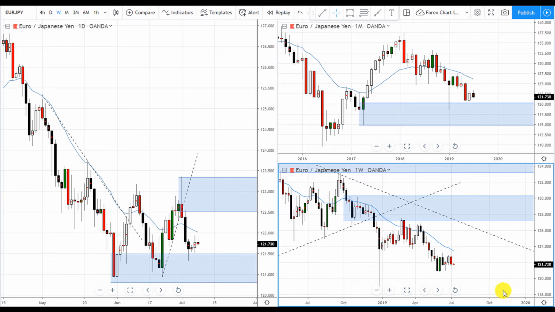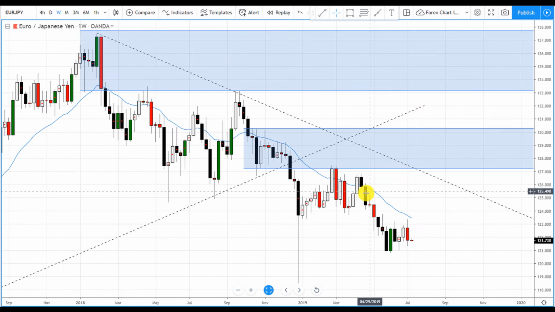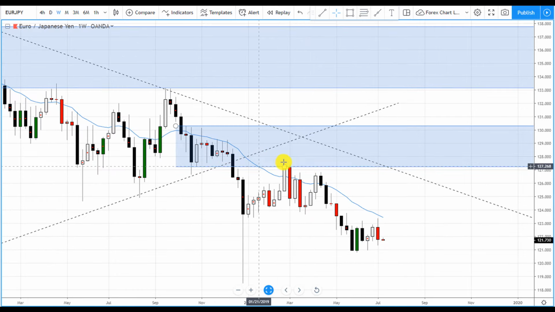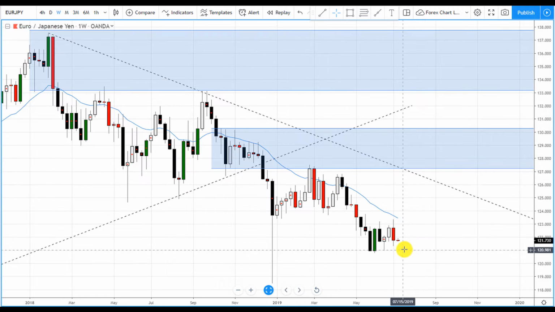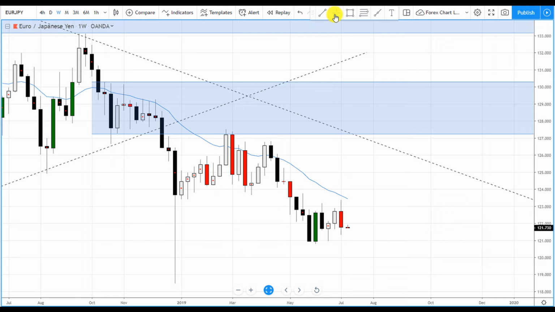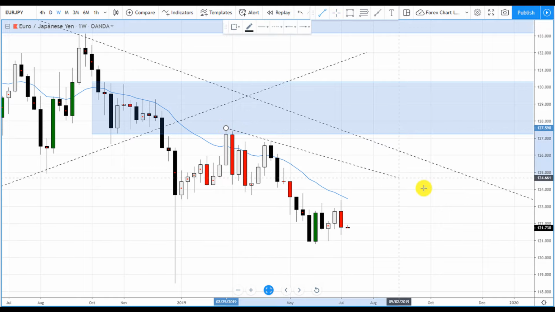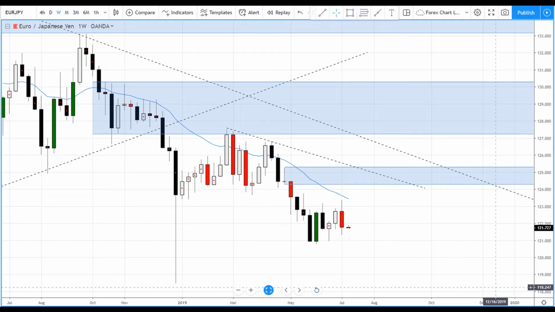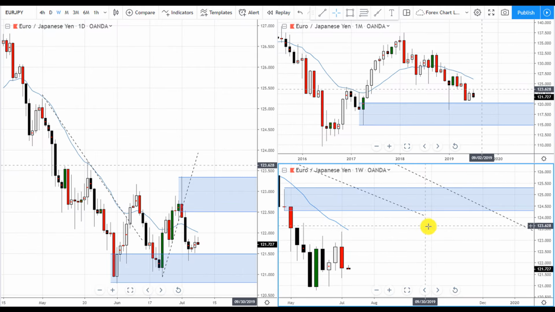On our weekly, it's a little messy, but let's see. It created a supply zone right here, and then it dropped, and we can draw another trend line here. Okay, so price dropped, and then it dropped, base drop, so it formed a continuation pattern right here. So this could be a supply zone right here.